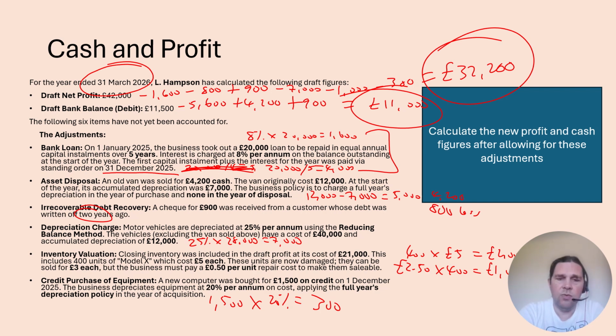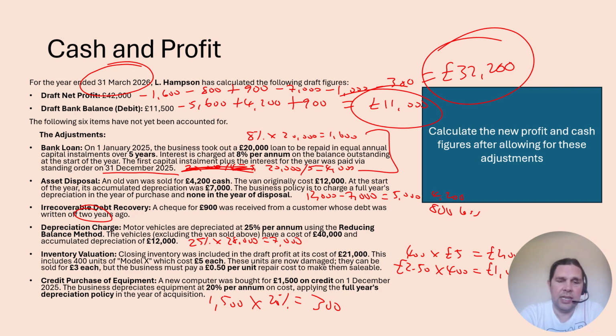So the van originally cost £12,000. At the start of the year, its accumulated depreciation was £7,000. So we work out the net book value. 12 take away 7, £5,000 net book value. We sold it for £4,200 cash, so therefore we sold it for £800 less, so that's an £800 loss on disposal, so we're going to take that off profit.